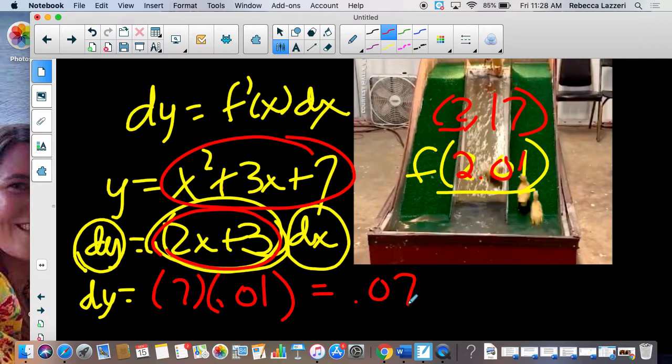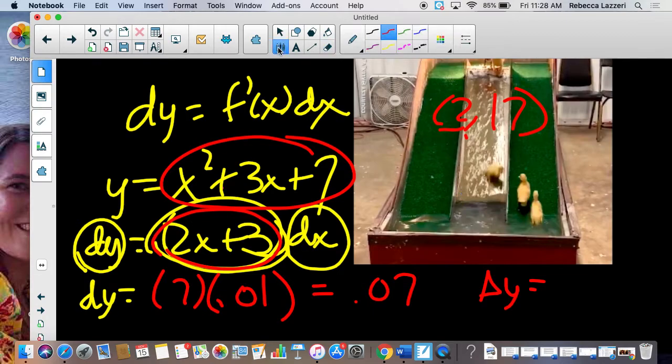Now let's actually find it. So now we're going to find delta y. I'm not even saying what y is yet, okay? Now somebody said it, Emma, predicted it's going to be 17.07. Do you see how she's got a dx? If dy is 0.07, this should be 17.07. All right, a couple of people please go and fill in 2.01 squared plus 3 times 2.01 plus 7.